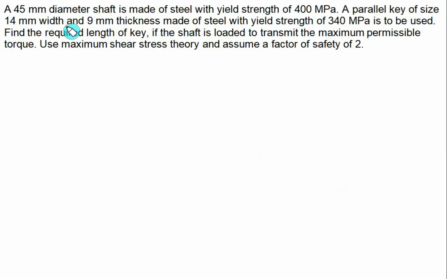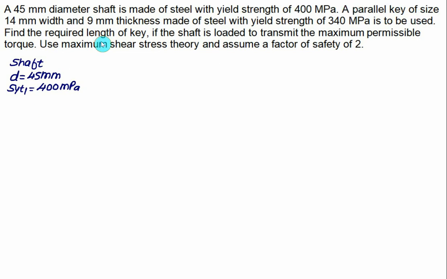A 45 mm diameter shaft is made of a steel with a yield strength of 400 megapascal. So we have given here the shaft diameter and the value of yield strength, that is SYT equal to 400 megapascal. So the diameter of the shaft is equal to 45 mm and we have SYT1 for the shaft material given as 400 megapascal.